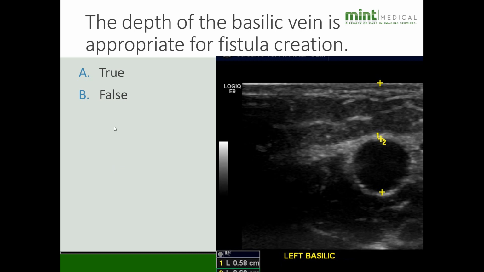The depth of this basilic vein is appropriate for fistula creation. We have a cutoff here, but this is a 6. So we're 6 millimeters deep. It's too deep. Should be less than 5 millimeters.